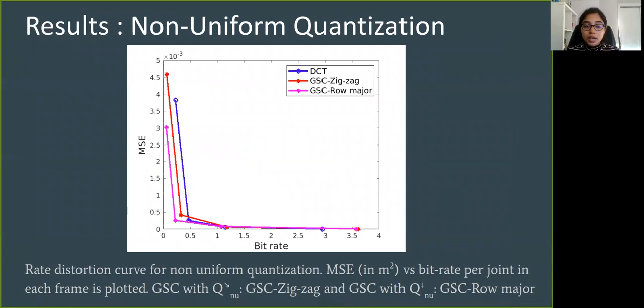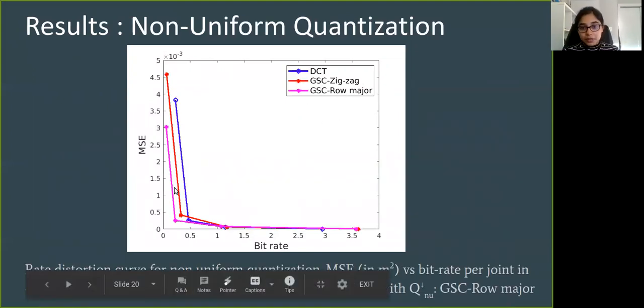This is the RD curve for non-uniform quantization. Here we are comparing DCT, GSC non-uniform using the GSC zigzag or diagonal increment of the quantization amount, and the temporal increment of the quantization amount, which I name GSC row major, because I am increasing the quantization amount row-wise. So we see that GSC row major works best among these three.